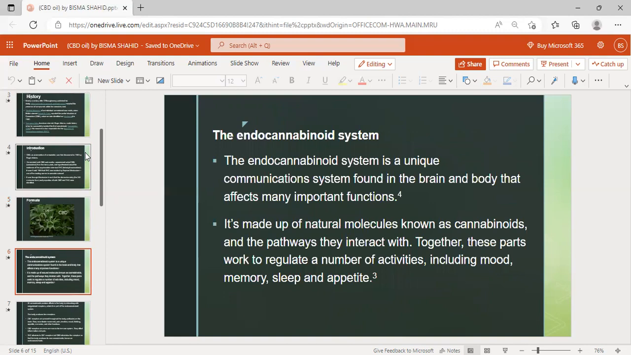The endocannabinoid system is a unique communication system found in the brain and body that affects many important functions. It is made up of natural molecules known as cannabinoids and the pathways they interact with. These parts work together to regulate a number of activities including mood, memory, sleep, and appetite.